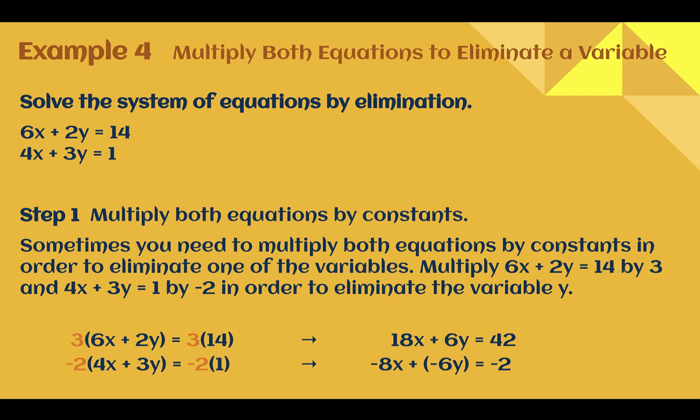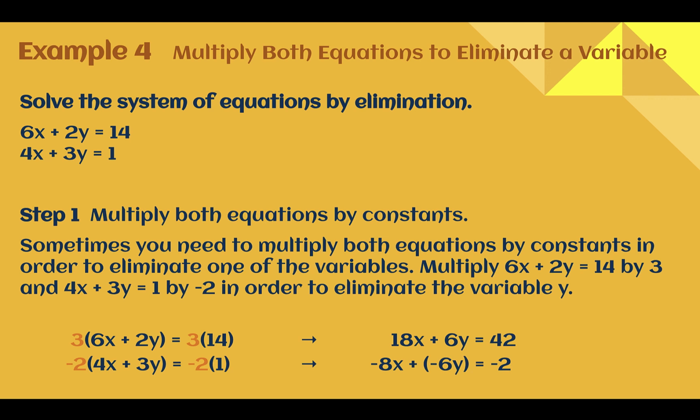Example 4. Multiply both equations to eliminate a variable. Solve the system of equations by elimination. We have 6x plus 2y equals 14 and 4x plus 3y equals 1. Sometimes you're going to see it set up perfectly for elimination. Your x's are aligned, your y's are aligned, your constants are aligned, but your coefficients don't match up, and there's nothing that you can multiply by one of them to get to the other. Yes, I know that I could multiply by like 1.5 and get 3 for both of my y's, but we don't want to do that. We want to stick with integer numbers.